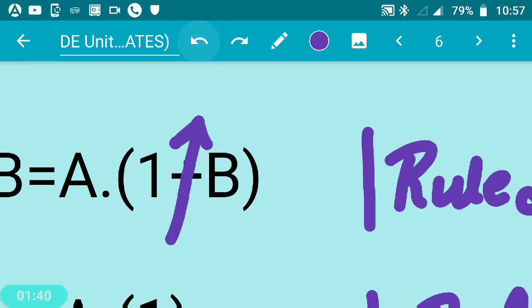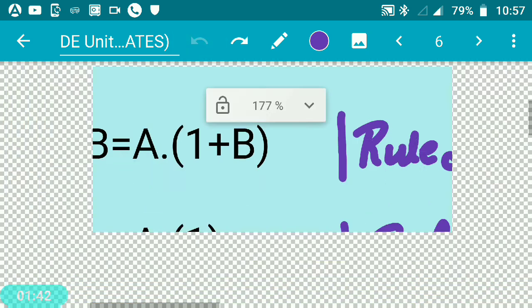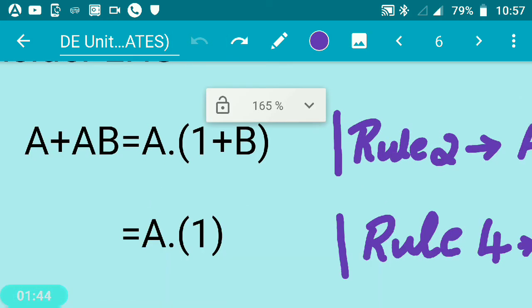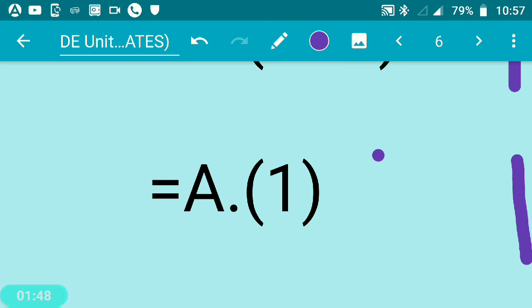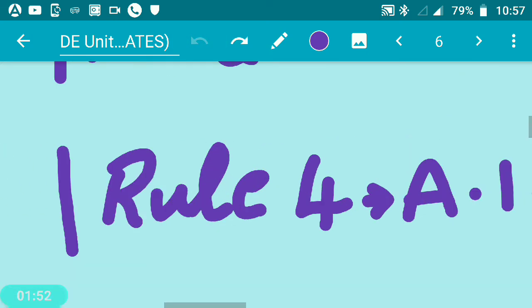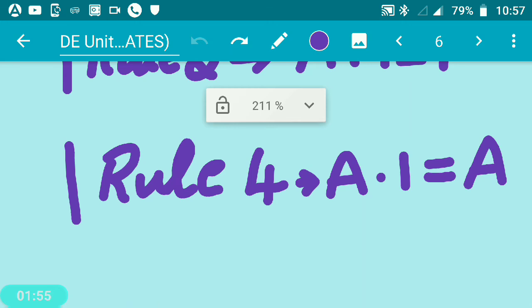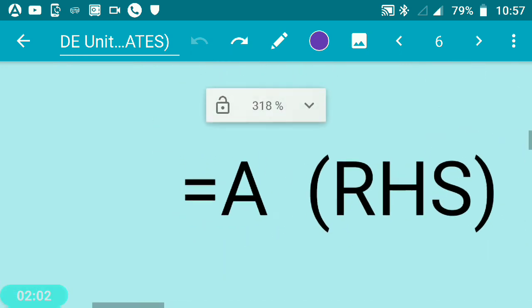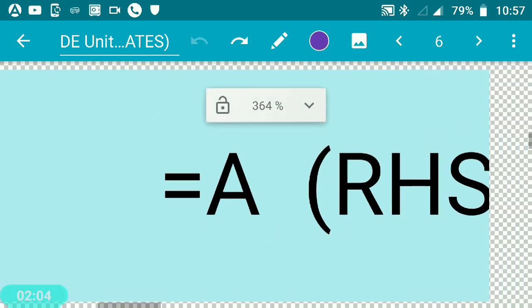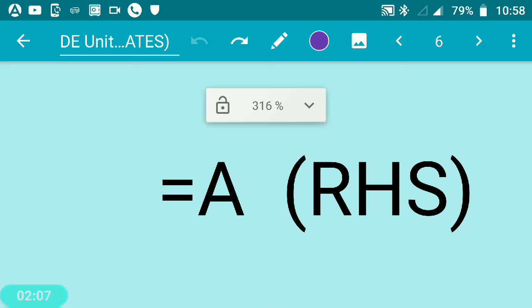When the value of the whole term becomes 1, then it is understood that the equation will become A and 1. We know from rule number 4 that A and 1 is equal to A. So by using rule number 4, we can write A and 1 is equal to A. And this is what your RHS is all about. What do you mean by RHS? Right hand side of the given equation.